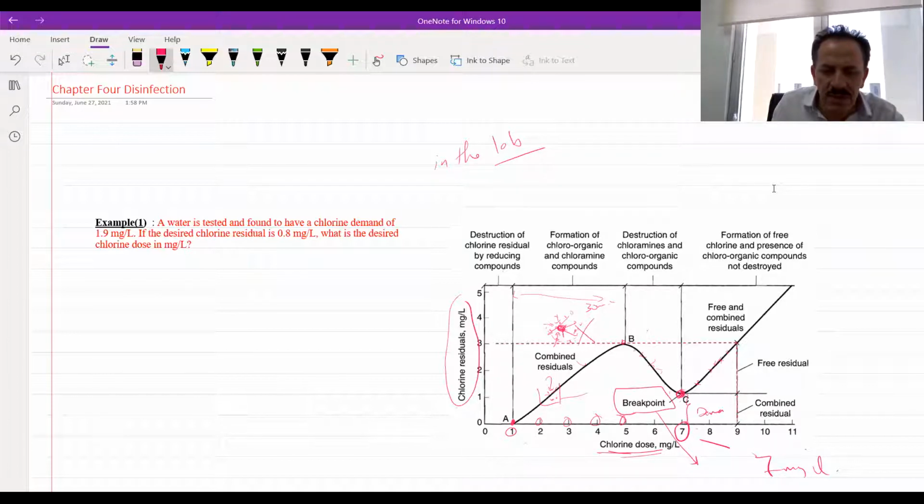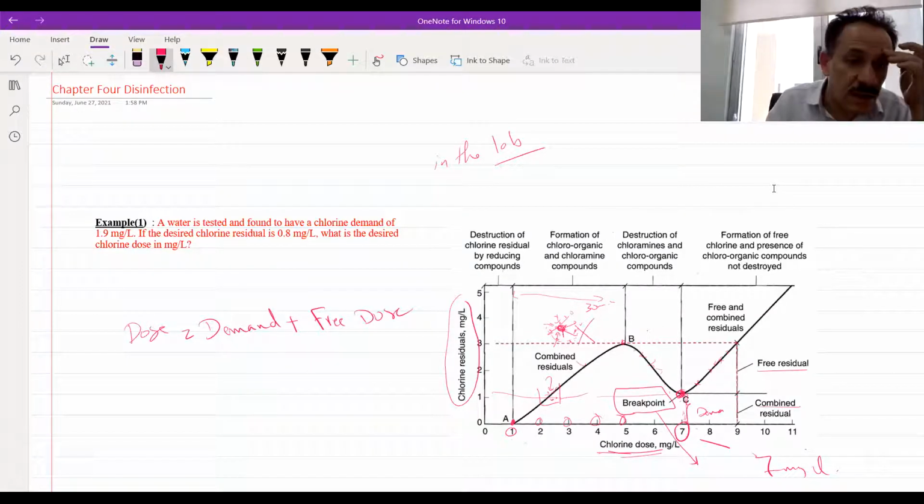This water is containing bacteria, and to kill the bacteria, we need at least to add 1 milligram per liter. This is the combined residual. The free residual will be above that one. So usually the chlorine dose that's required will be the demand to kill bacteria plus how much free dosage that we need.